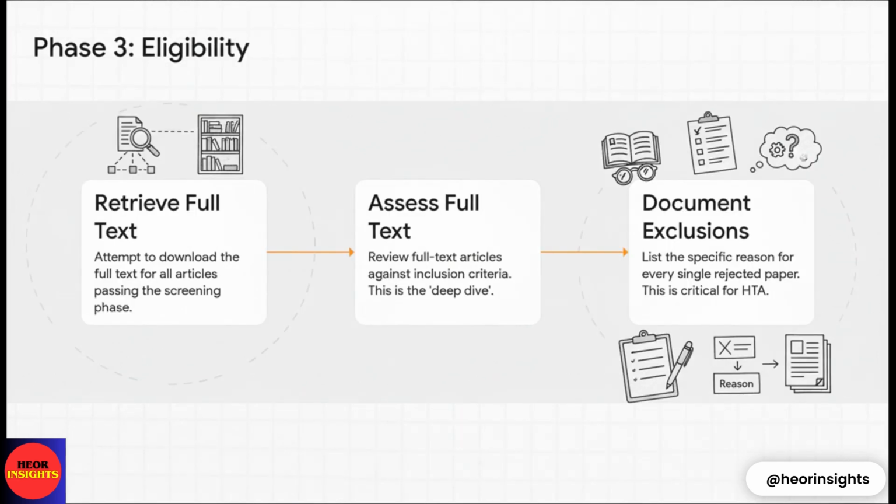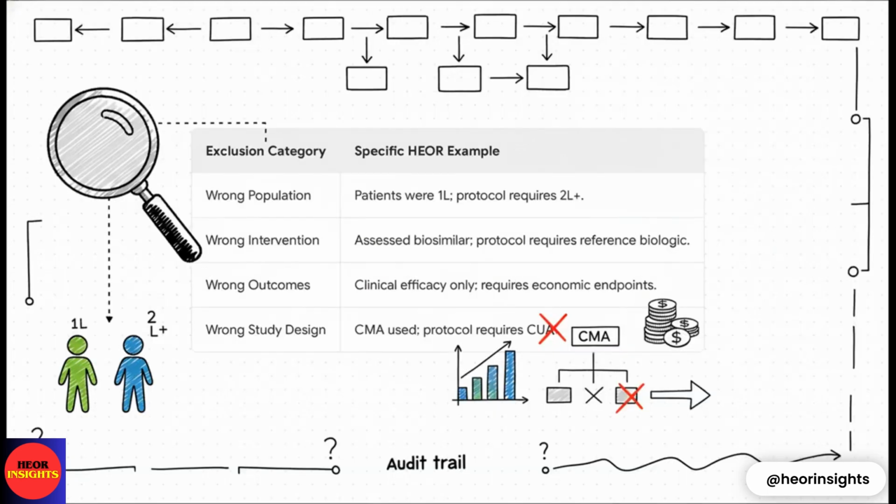All right, Phase 3 is eligibility. And you could argue this is the most critical step for any HTA audit. This is the deep dive, where you're doing a full text review of every article that's left. For every single article you exclude at this stage, you have to write down a specific, justifiable reason. There's no room for ambiguity here. Vague reasons like "wrong population" are just not going to cut it in an HTA submission. Your reasons have to be specific, and they have to link directly back to your review protocol, usually following that PICOS hierarchy: population, intervention, comparator, outcomes, and study design.